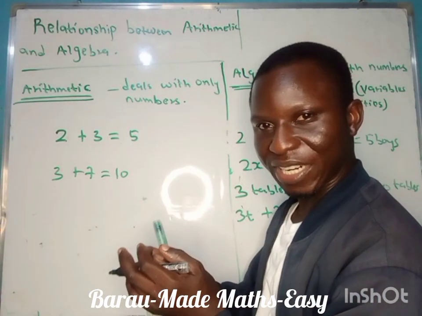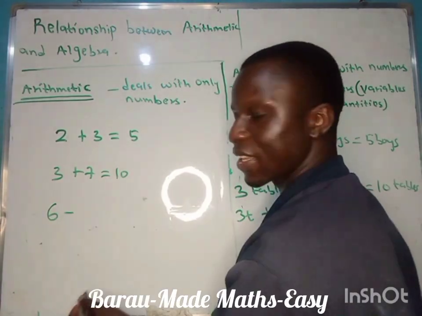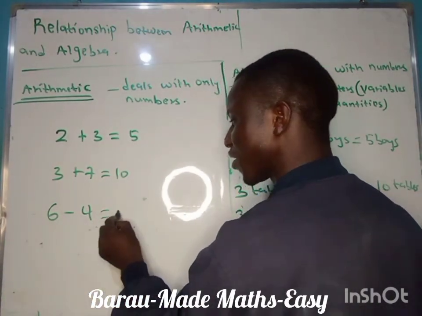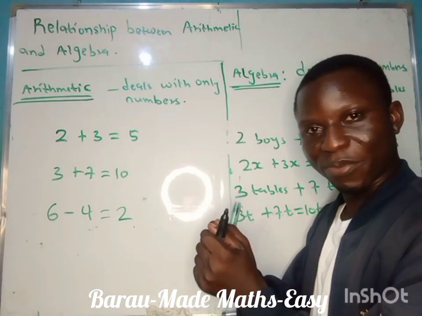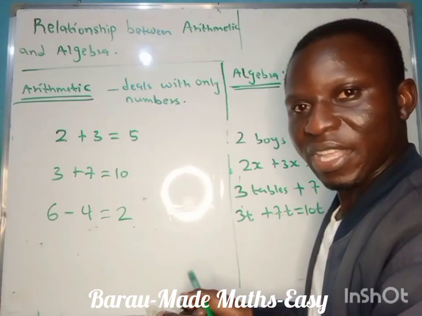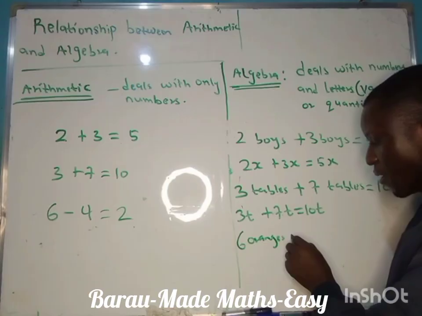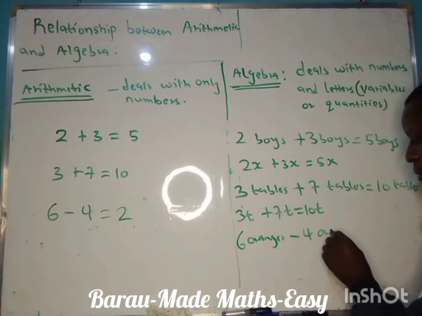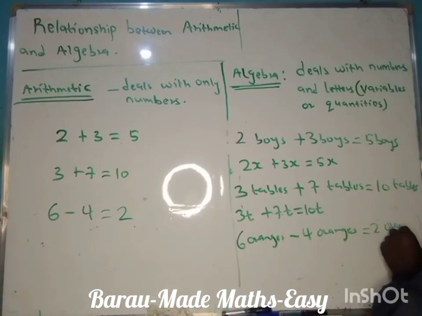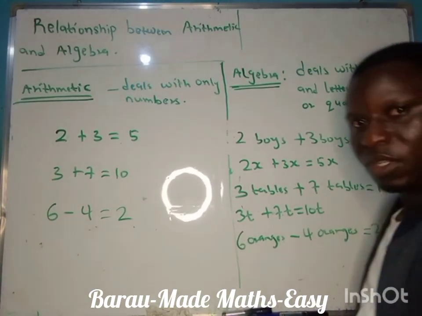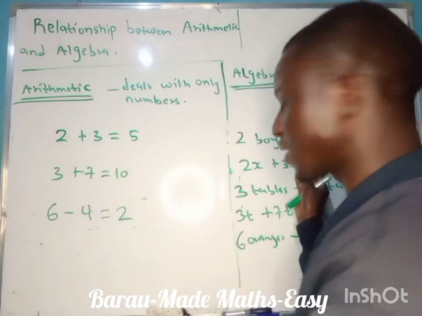What of the operation of subtraction? In arithmetic, we learn that when we have quantity 6, we can remove 4 from it to be left with 2. How then do we relate this to algebra? We attach a variable to it. Our variable could be oranges, to have something like 6 oranges minus 4 oranges to be left with 2 oranges. So we can see the way we perform operations with arithmetic is similar to operations in algebra.